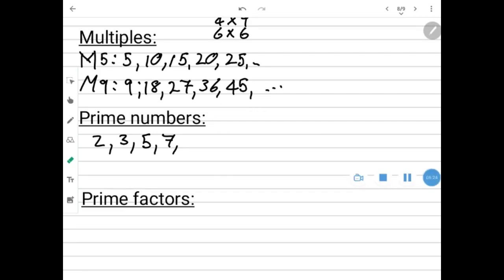Sorry for the interruption, I'm back. Okay, 9 is not a prime number. Then 11 is a prime. 11 is a prime number. After 11 we have 13, which is a prime number.